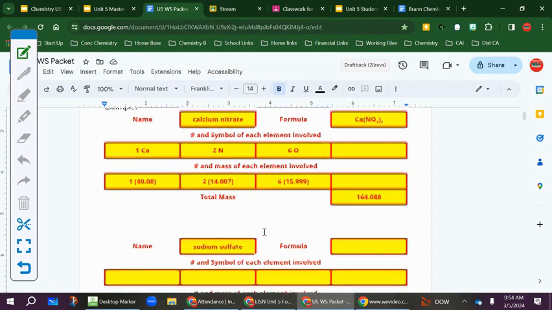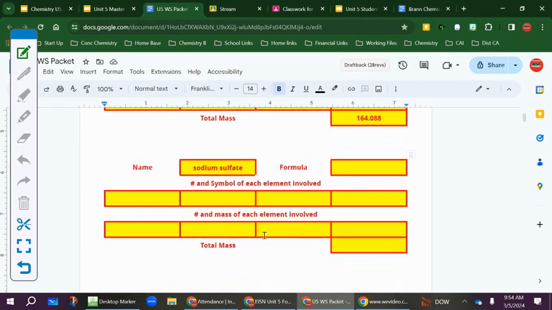Okay, take out your packet, ladies and gentlemen. Let's look at the second one. Sodium sulfate. All right. Sodium sulfate. I need a formula.